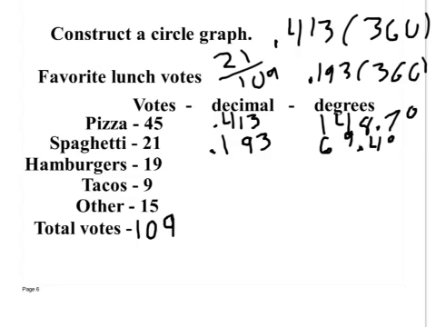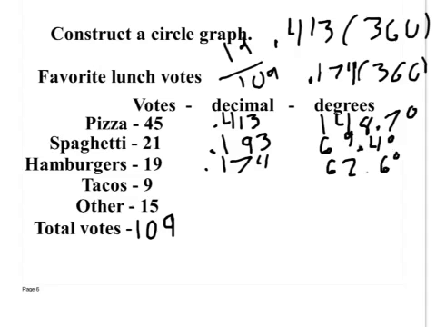Now we need to do hamburgers. So I take 19 divided by 109. Gives me 0.174. I take 0.174 times that by 360. I get 62.6 degrees.